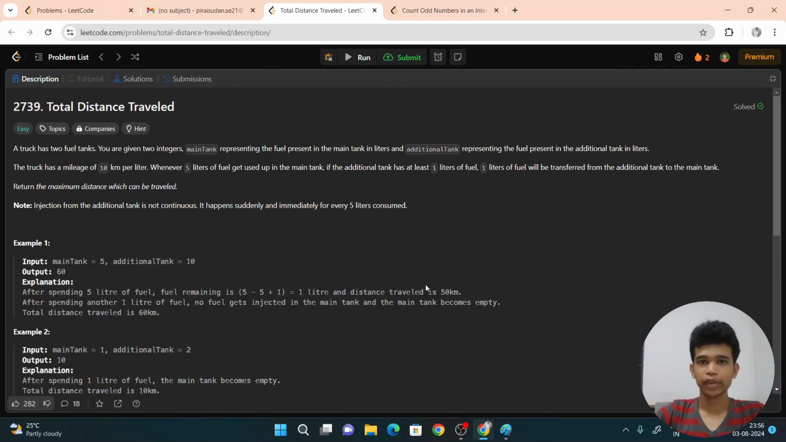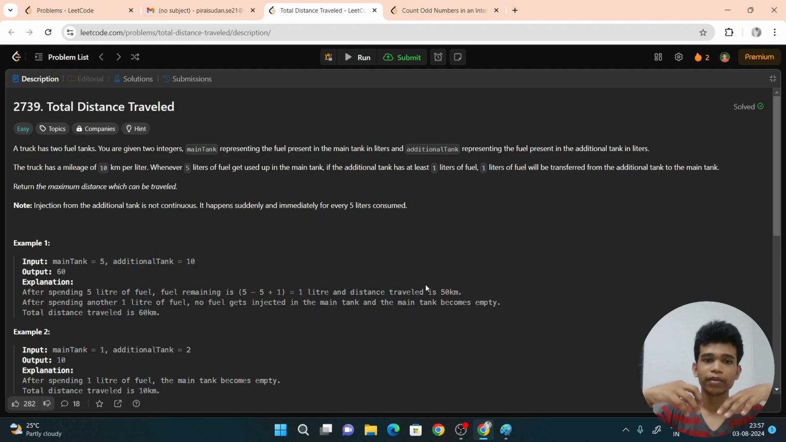In this video, we are going to see LeetCode question number 2739, Total Distance Traveled. So there is a truck with two fuel tanks, namely a main tank and an additional tank. In those, we have fuel in liters. A truck can give a mileage of 10 kilometers per liter, which means the truck can run 10 kilometers using 1 liter.